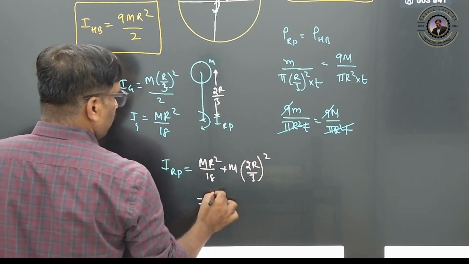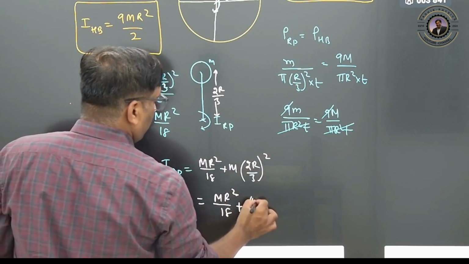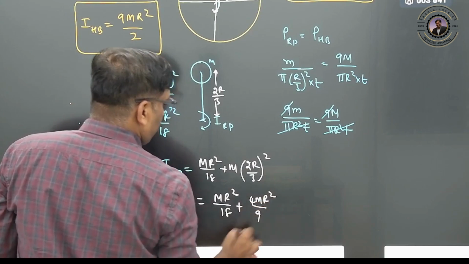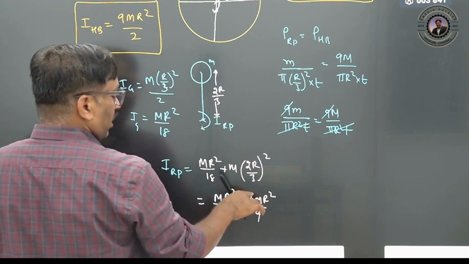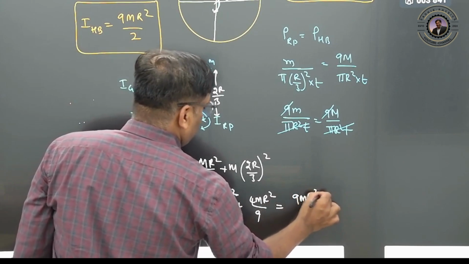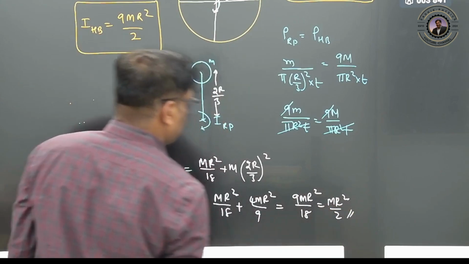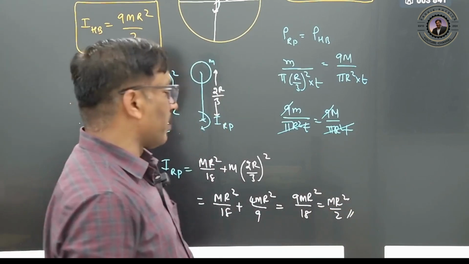So how much will it be? Mr square by 18 plus 4 mr square by 9. So multiply by 2, therefore 8, therefore 8 plus 1, so 9 mr square by 18, that is mr square by 2. This is your moment of inertia of the removed part now.